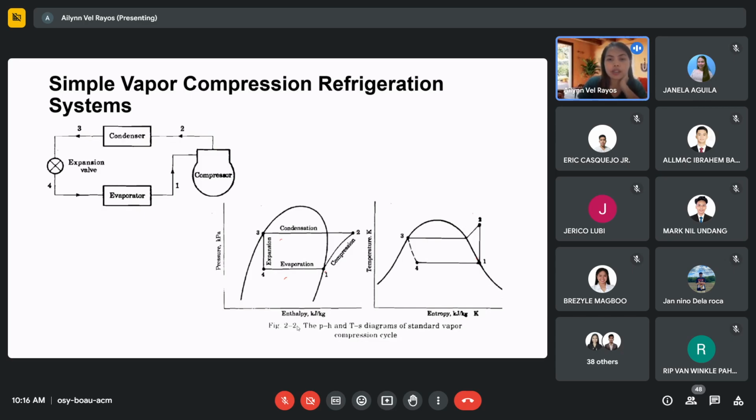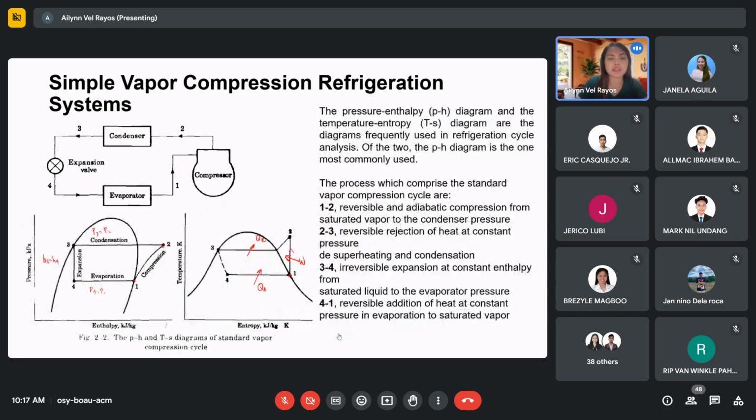So again, sa phase ng refrigerant, it is important that you know kung anong phase yung refrigerant natin para alam natin kung saan natin siya titingnan sa vapor. Siya ba ay liquid, siya ba ay vapor, or siya ba ay wet mix. So in this case, this is again the process.